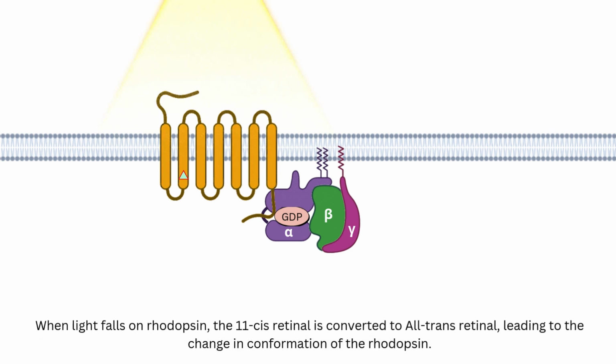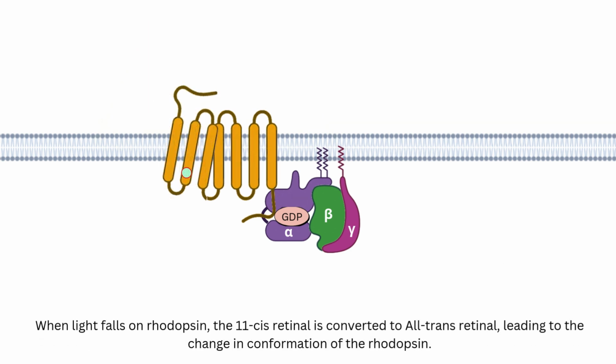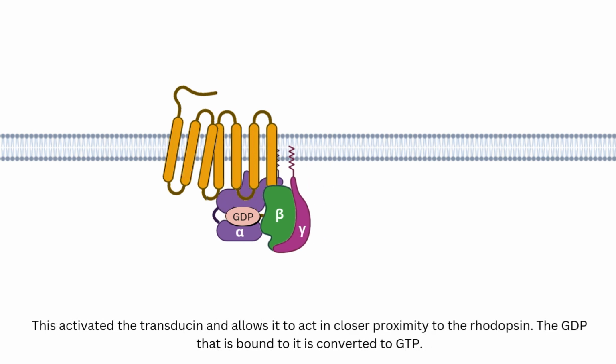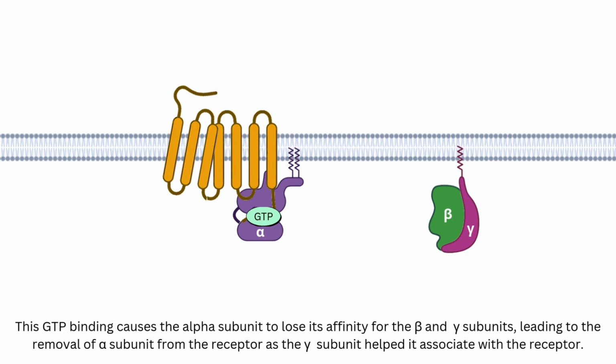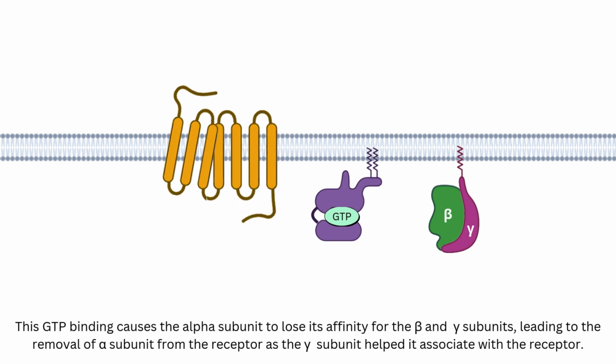When light falls on rhodopsin, the 11-cis-retinol is converted to all-trans retinol, leading to a change in the conformation of the rhodopsin. This activates the transducin and allows it to act in closer proximity to the rhodopsin. The GDP that is bound to it is converted to GTP. This GTP binding causes the alpha subunit to lose its affinity for the beta and gamma subunits, leading to the removal of the alpha subunit from the receptor.